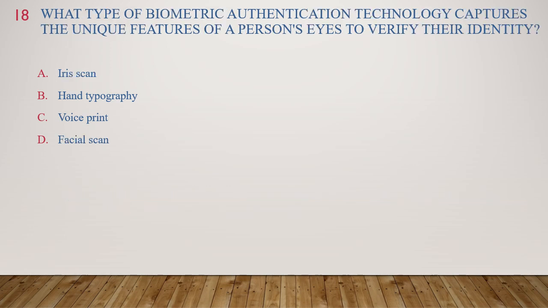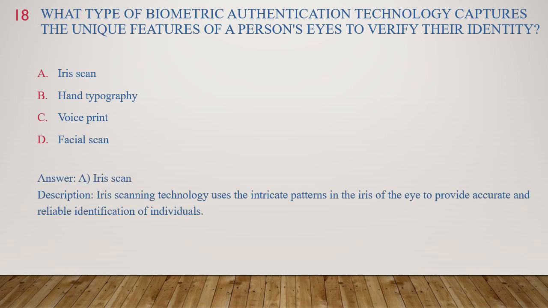Question number 18. What type of biometric authentication technology captures the unique features of a person's eyes to verify their identity? A. Iris scan. B. Hand typography. C. Voice print. D. Facial scan. The correct answer is A.